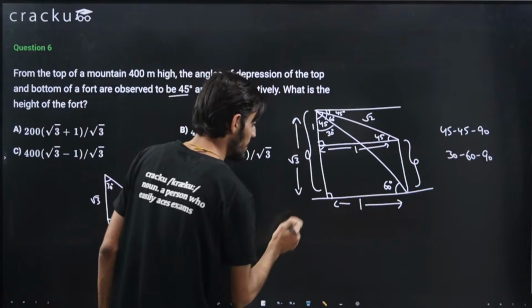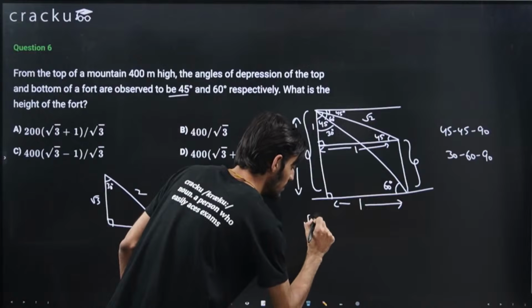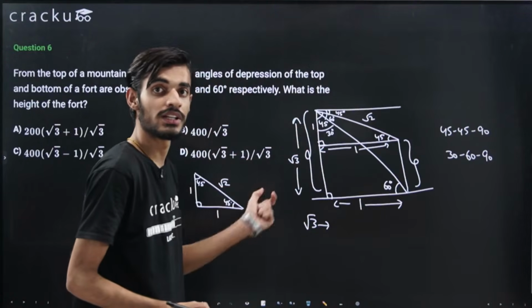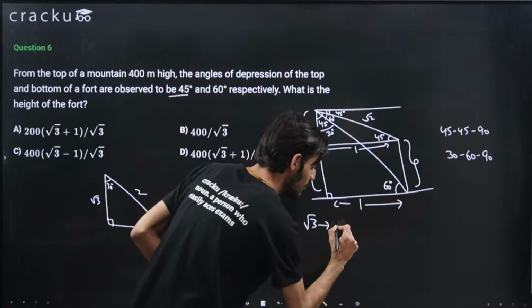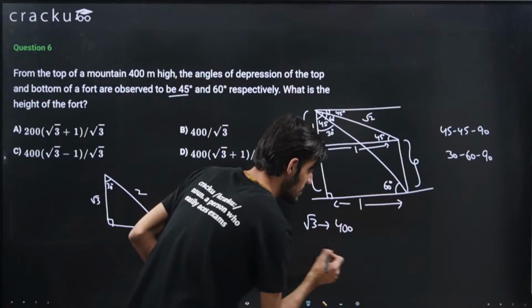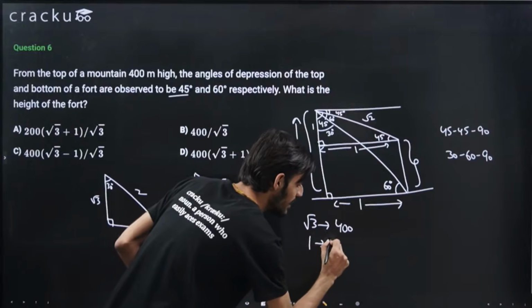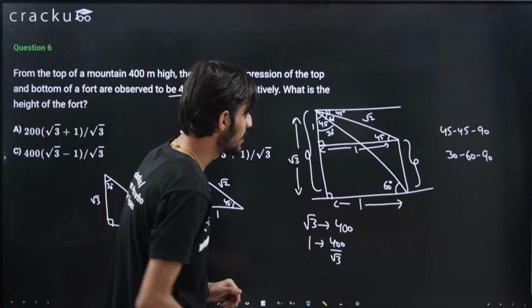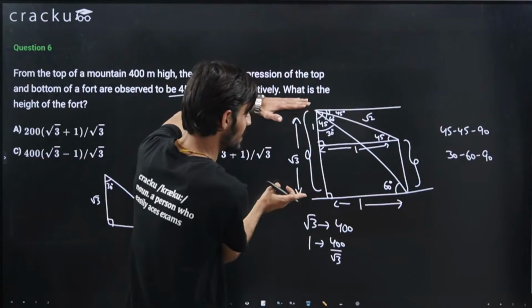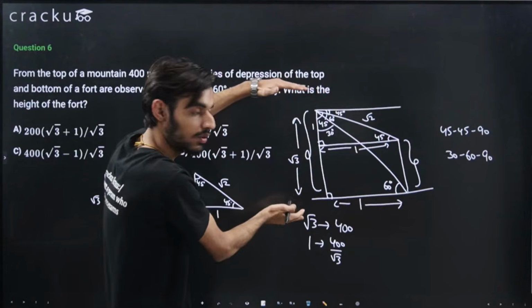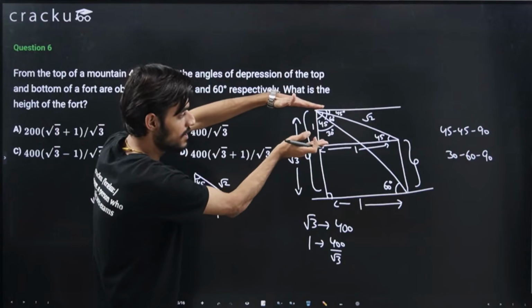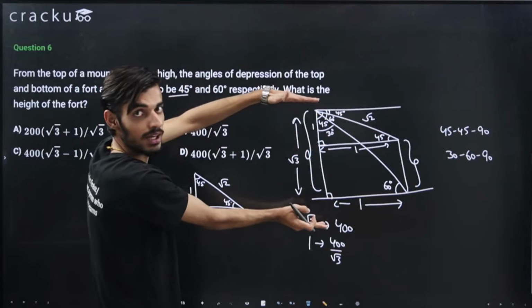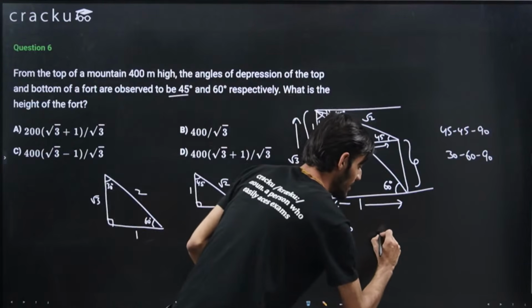This particular height is 400. So the height of the mountain in terms of ratios is root 3, but the actual value is 400. So we can just divide by root 3. So 1 will be equal to 400 divided by root 3. Okay, so the height of the fort is root 3 minus 1. The total height is root 3 and this distance is 1. So to calculate the height of the fort, we just need to subtract 1 from the total height of the mountain. So that is root 3 minus 1.